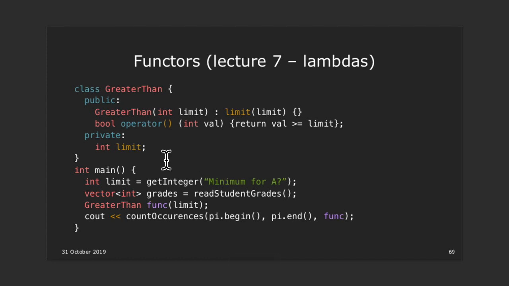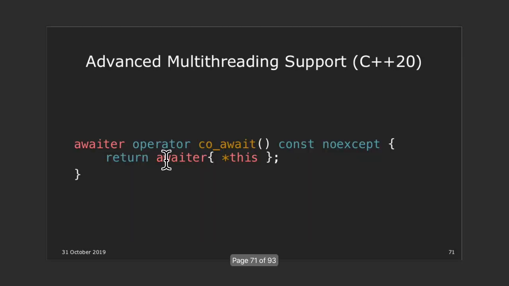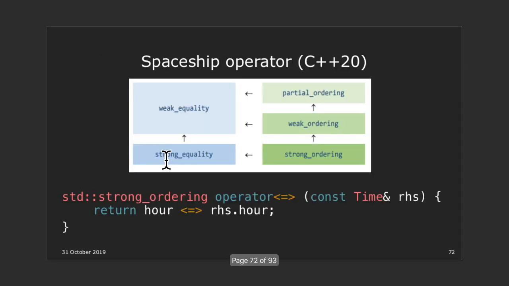Functors, we're skipping this, but this is basically a lambda. You can define your own memory allocators. If any of you have taken CS 107, you've written a heap allocator. You can put that heap allocator into C++ as their actual allocator. There's no reason to do that, but some companies actually want their own custom allocators for memory, for performance issues. So you can actually do something like this. There's more multi-threading stuff that we won't cover.